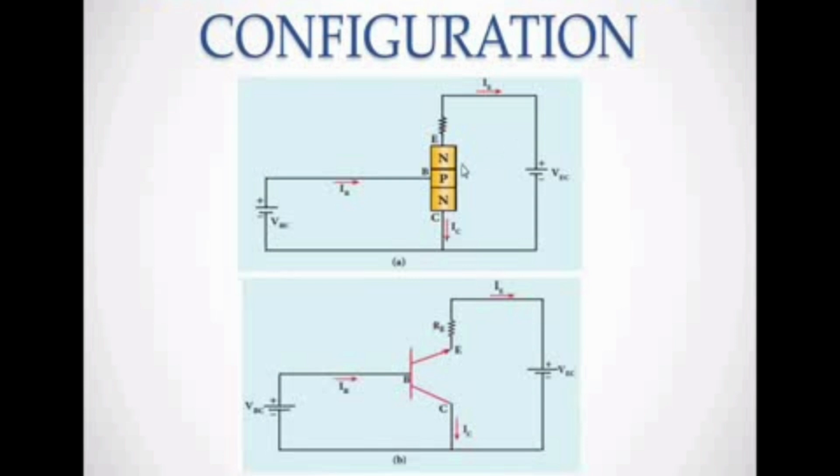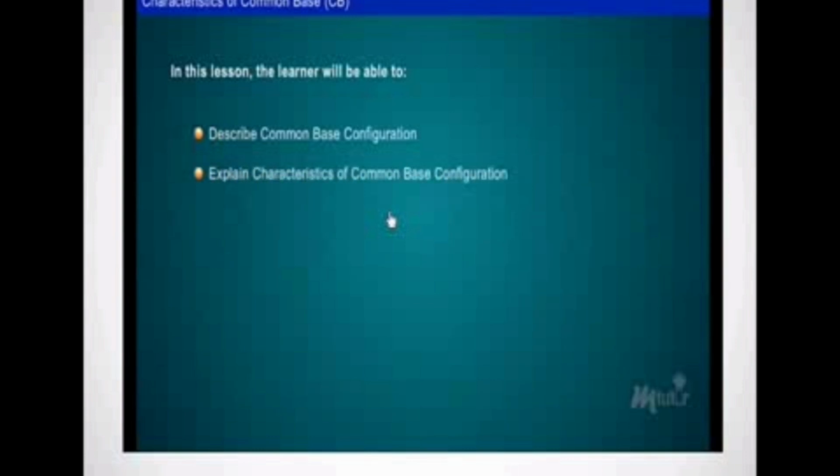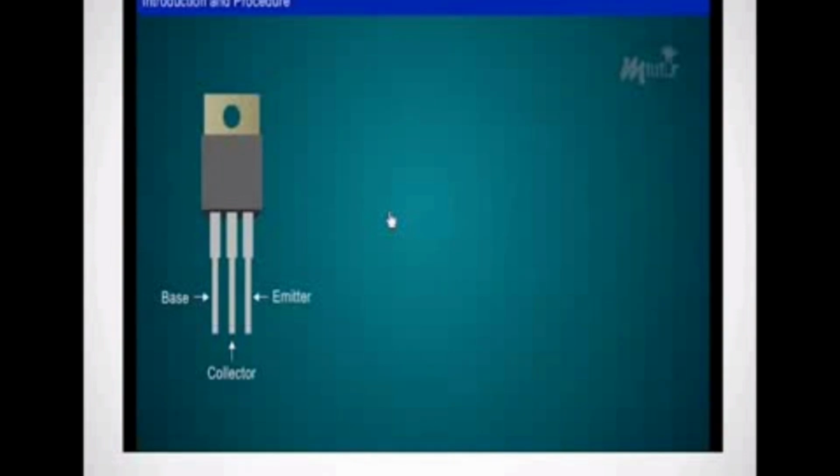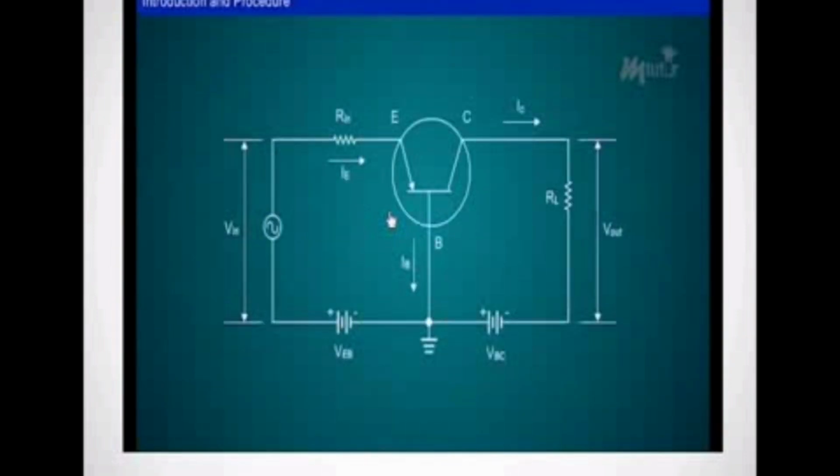So you can measure the output current here and input current here, for all the three modes. Next thing, you can see the animation. So common base configuration. So it's a transistor. So PNP transistor. This is also a PNP transistor.